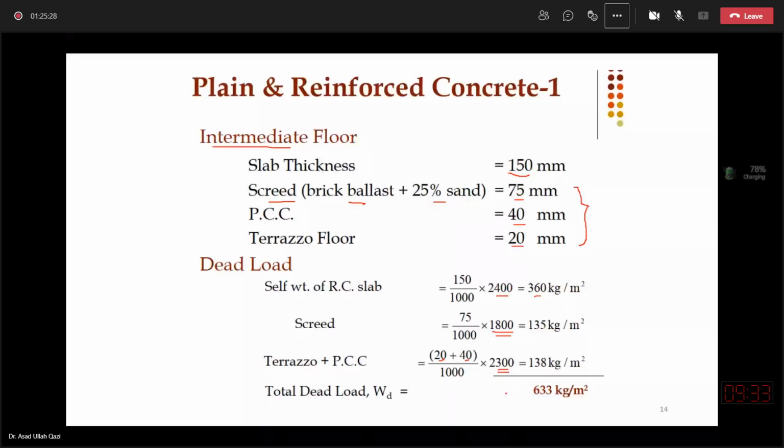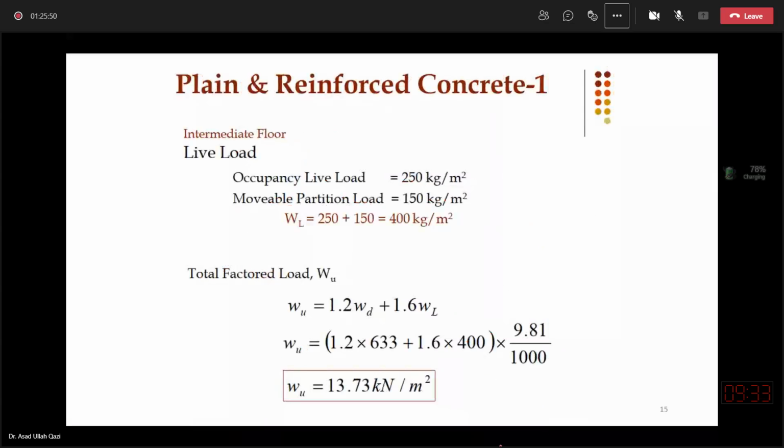So in this way, we can get total dead service load on the slab. So in this way, we will have the final estimation of ultimate loads on the intermediate floors.